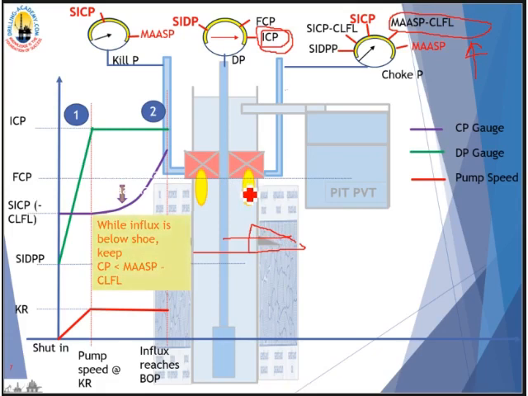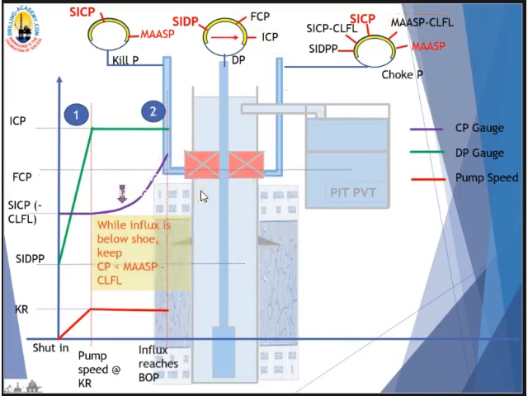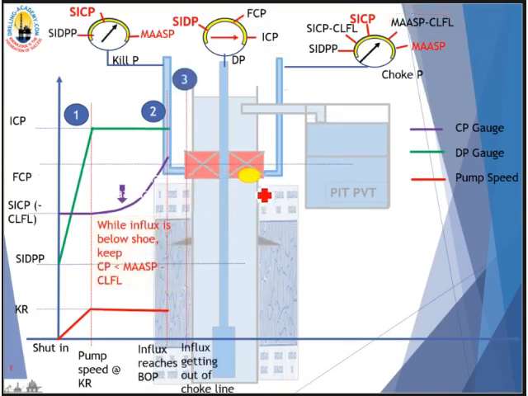When the influx reaches the BOP at the seabed, the casing pressure is high, but it is not maxed out yet. This is the difference from a surface BOP. So this is a little bit tricky now. That is when this gas, this influx, starts getting into the choke line.